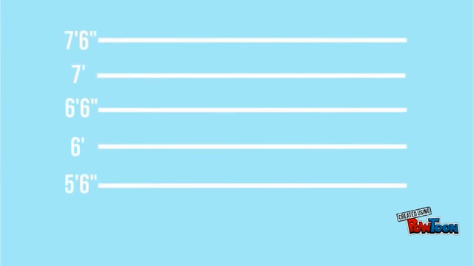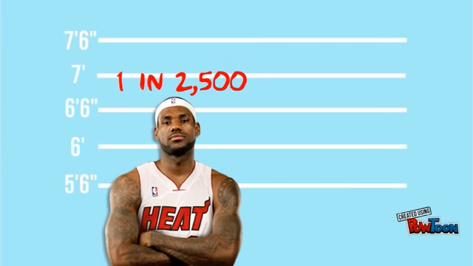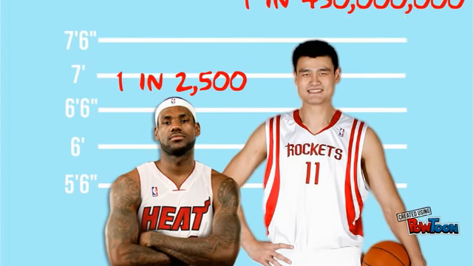This reasoning suggests that LeBron James is 1 in 2,500 and Yao Ming is 1 in 450 million.